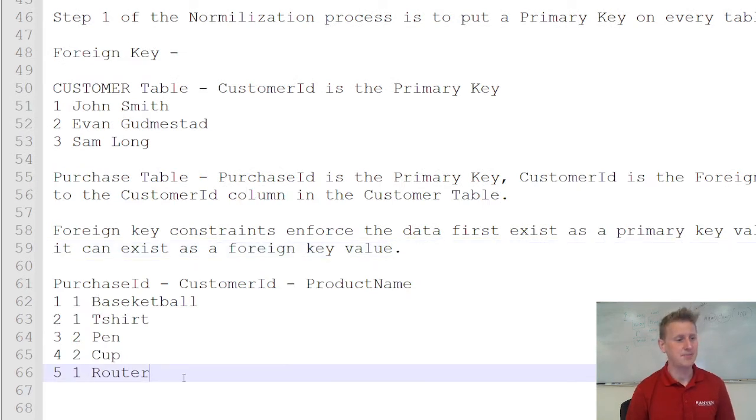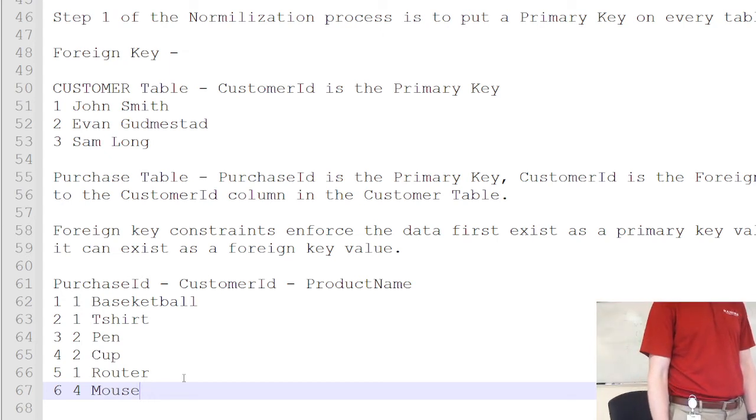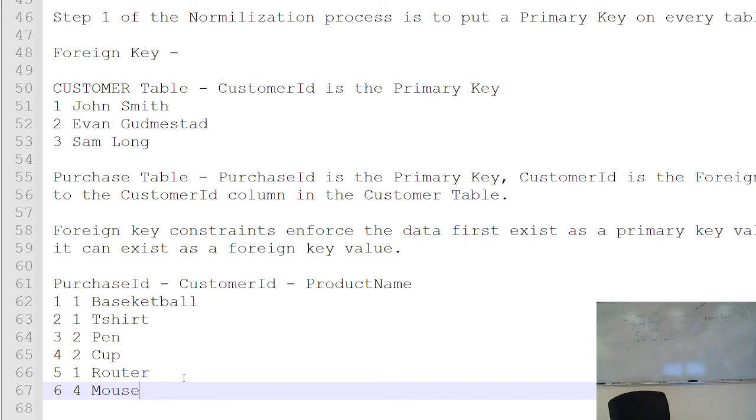Well, I think that's just going to make sense if you stop and think about it. Let's say purchase number 6, customer number 4 purchased a mouse. What? Customer number 4? Who's customer number 4? There is no customer 4. You can't have a customer 4 here until they exist here first in the customer table. You with me? So it's like validation. In order for this foreign key to exist in this table, the value has to first exist as a primary key in this table. You can't have a purchase without a customer. You can't have a foreign key value without the primary key value first.